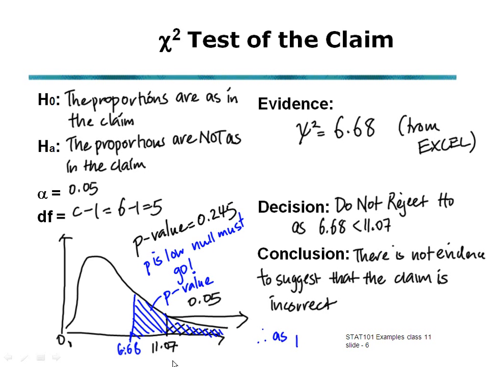So that's the end of our example 1, showing you 2 ways of using Excel to get evidence for a chi-square test of a claim. And that's the end of example 1.